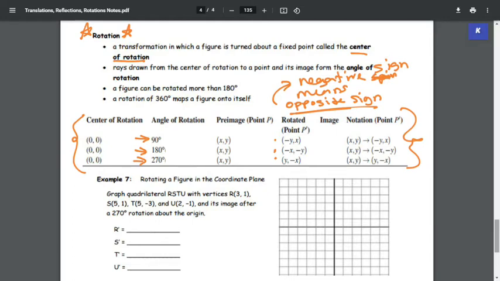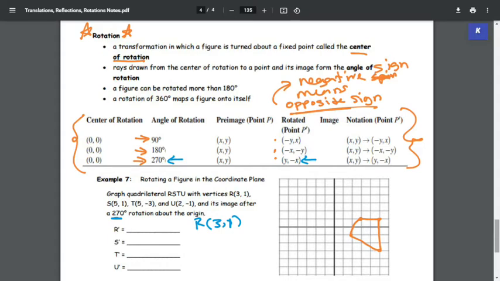First, we need to graph these correctly. If we look, we have our figure over here, a quadrilateral. So we're more focused on our coordinates. Let's take R right here. R is (3, 1). If we read our problem carefully, it tells us that we have a 270 degree rotation. So I'm going to be focusing on this rule, y, negative x.